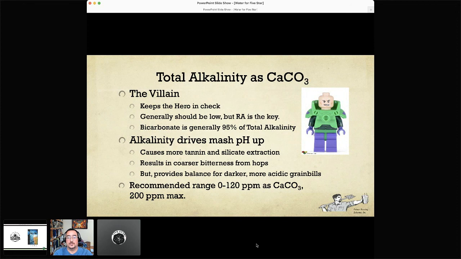But it is there and is useful for providing balance for darker, more acidic grain bills, because regardless of beer style, we want to be in that 5.2 to 5.6 pH range in the mash. Recommended range, depending on beer style, is anywhere from 0 to 120 ppm as calcium carbonate. 200 ppm maximum is about the most that you can work with for most brews. Any more than that, and you can't reduce it sufficiently without affecting the flavor of the beer.